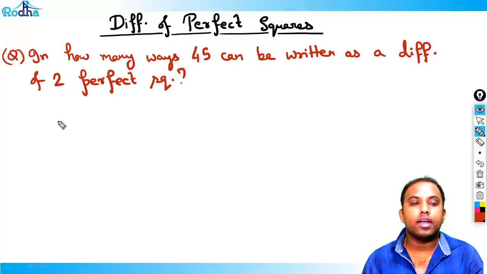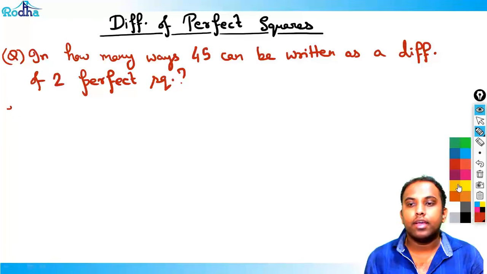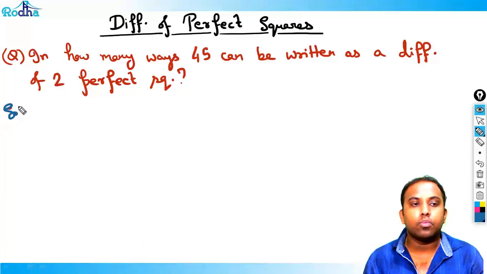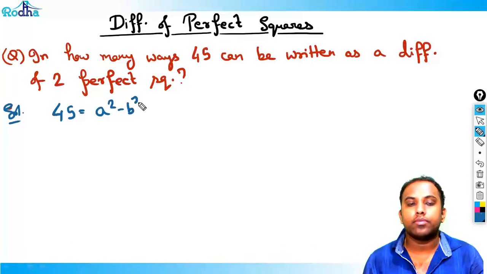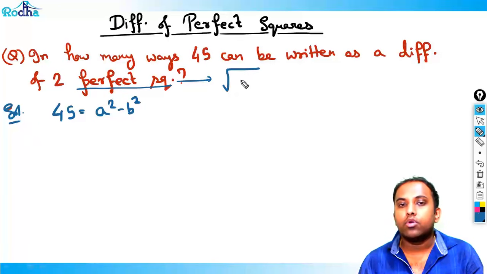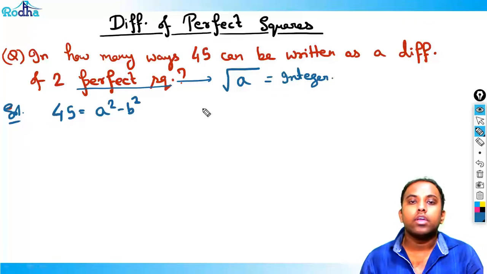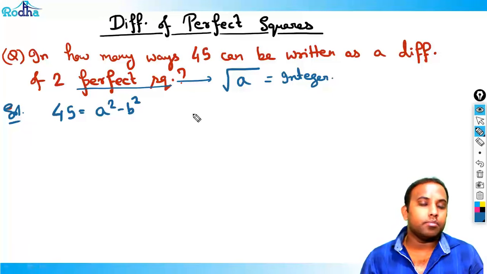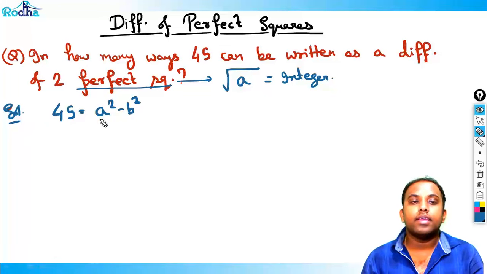So this question basically means: in how many ways can I write 45 as a difference of two perfect squares, in the form a square minus b square? What a perfect square is, we have discussed many times. Perfect square basically means all the numbers whose square root gives you an integer. That is a perfect square, right? So 45 can be written in the form a square minus b square in how many ways?